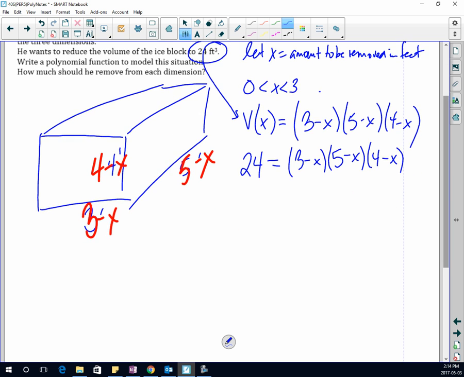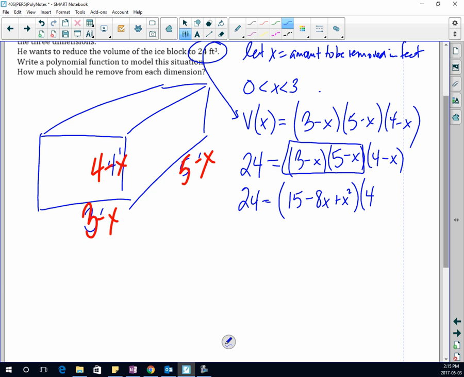Yeah, we need to multiply this out. So let's multiply this first. So that's a FOIL. So what do we get when we FOIL? We get 15. Outer we get minus 3x. Inner we get minus 5x. So that is minus 8x plus x squared.